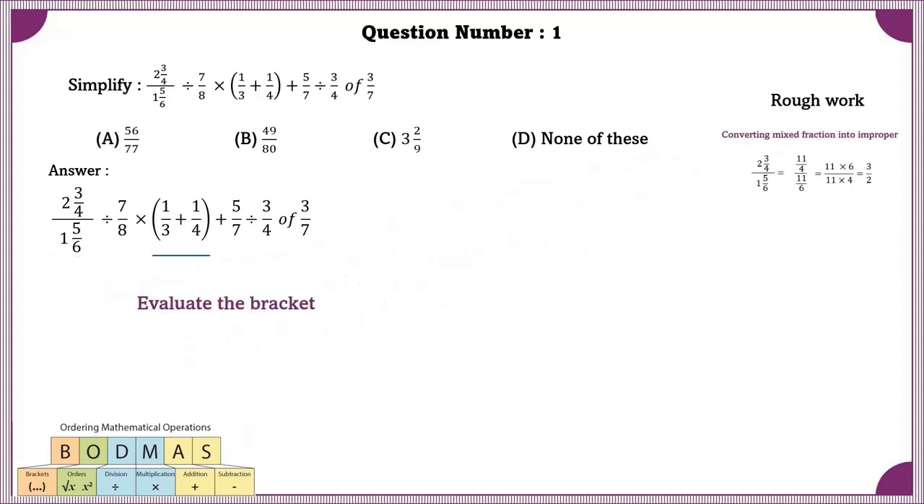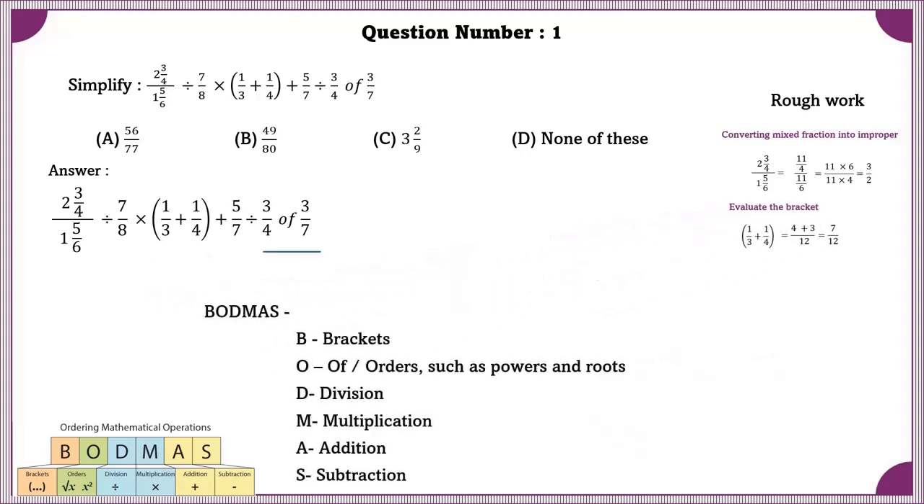Now let's evaluate the bracket. According to the BODMAS rule, we begin by simplifying the numbers inside the bracket. The fractions inside the bracket are connected by a plus sign, so we cannot cancel them. Therefore, we need to take the LCM of the denominators and add the fractions. LCM of 3 and 4 is 12. The fraction is equal to 7 by 12.